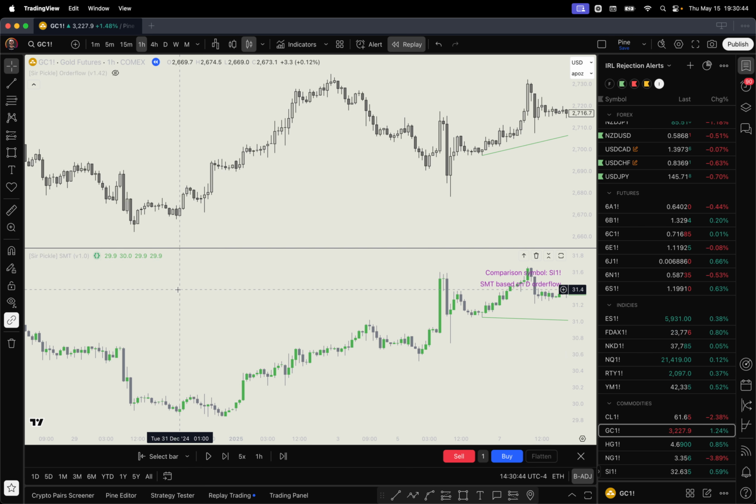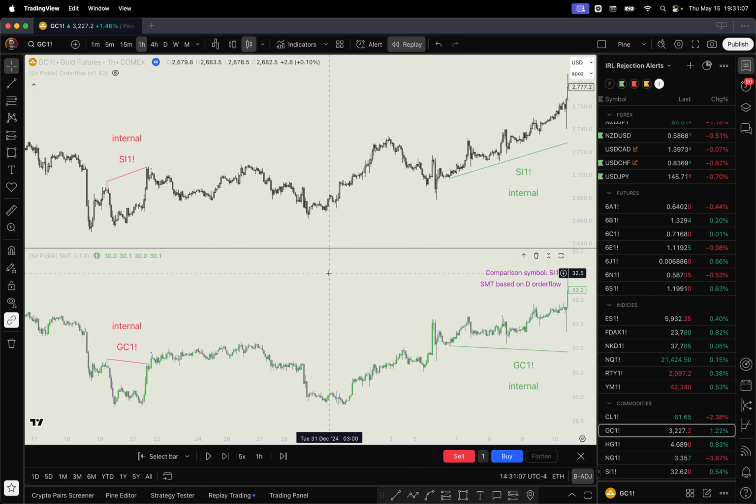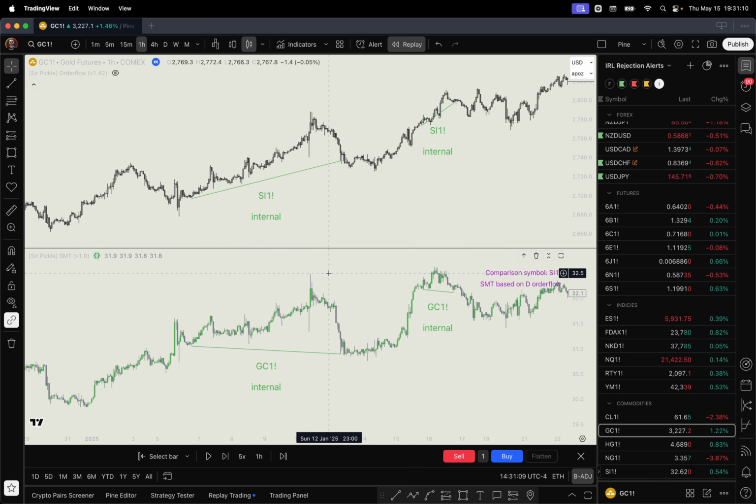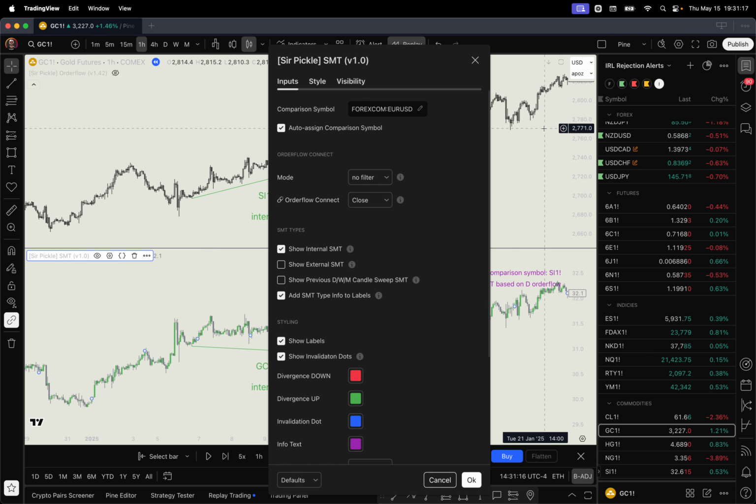Normally, if you know our indicators like the IRL rejection indicator or entry alerts indicator, you know alerts work in a way that you set one alert per setup you want to trade. So let's say there's one IRL that I want to take a trade from. I have to set it up for each of these IRLs. With this indicator, TradingView can inform you that an SMT is found, but you only have to set it up once per time frame.